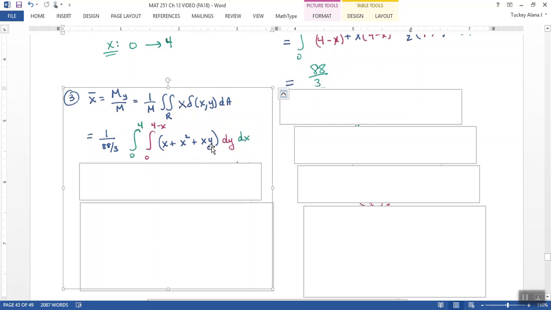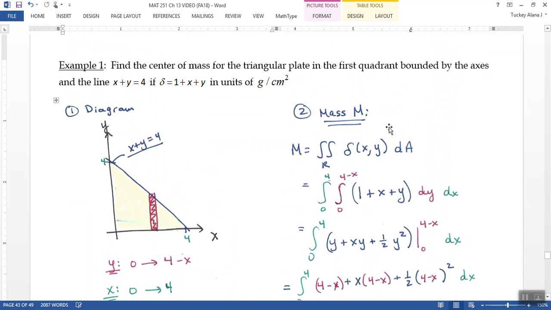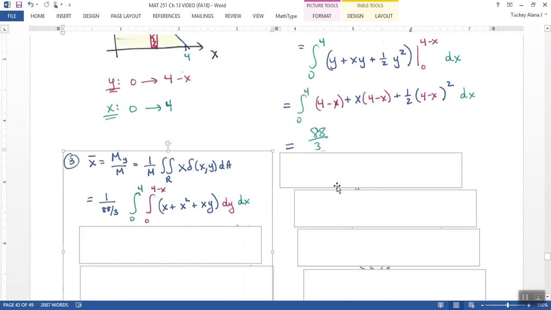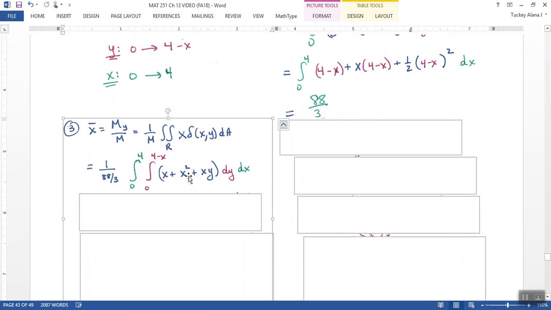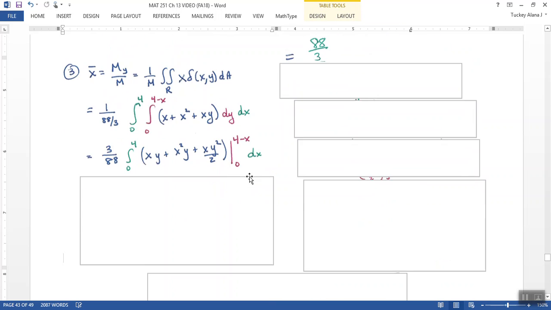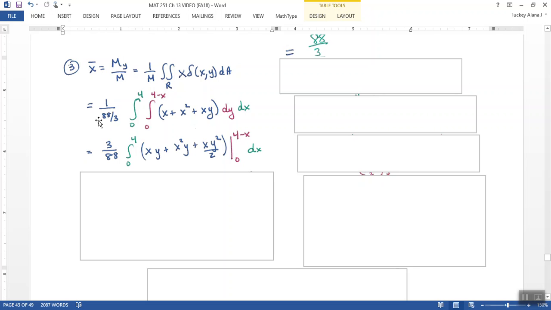But my function, instead of being the delta function, which was 1 plus x plus y, is now 1 plus x plus y times x. So that's x plus x squared plus xy. So then I just integrate this with respect to y. And also, the reciprocal of 88 over 3 would make it 3 over 88. So I just reciprocate that fraction at the beginning, so 3 over 88.